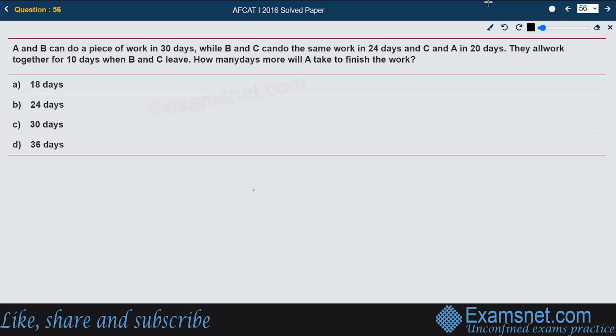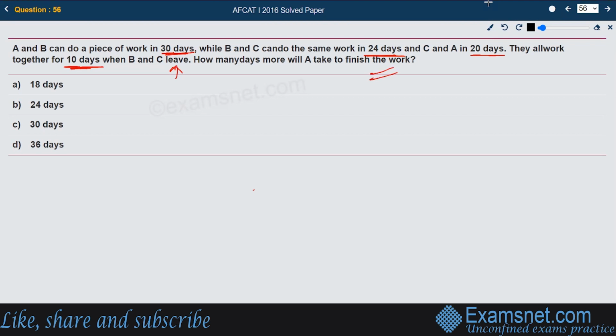Okay, so A and B can do a piece of work in 30 days, B and C can do a piece of work in 24 days, C and A do it in 20 days. They all work together for 10 days. When B and C leave, how many more days will A take to finish the remaining work?